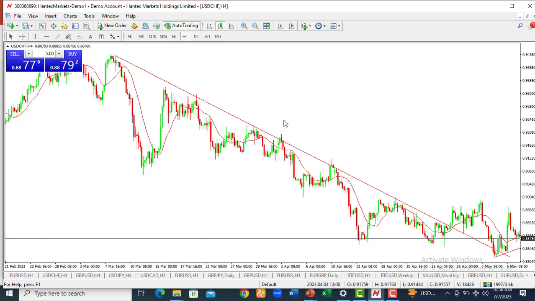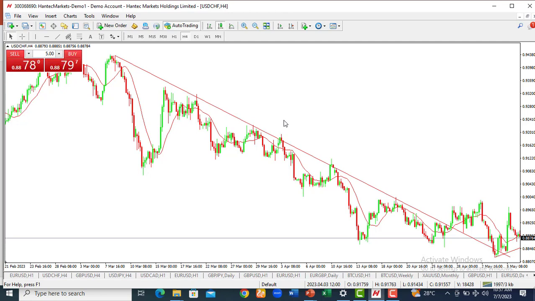Set your stop loss in such a way that when the market gets there and hits your stop loss, it shows reversal in the forex market. So that is it for trend line.